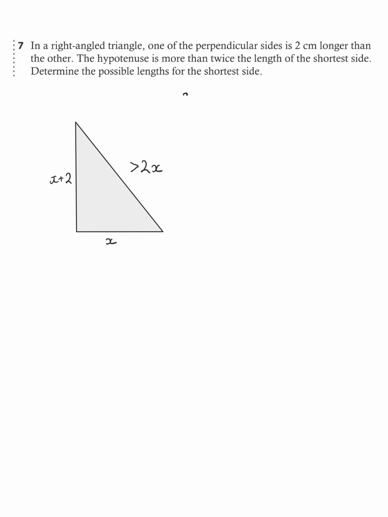Okay, so we're going to say that (x plus 2) all squared plus x squared is less than (2x) squared, because they said here that the hypotenuse is more than twice the length. So that's got to be more than that, because when this term is more than twice that term, then it's even going to be bigger than when you square that and that.